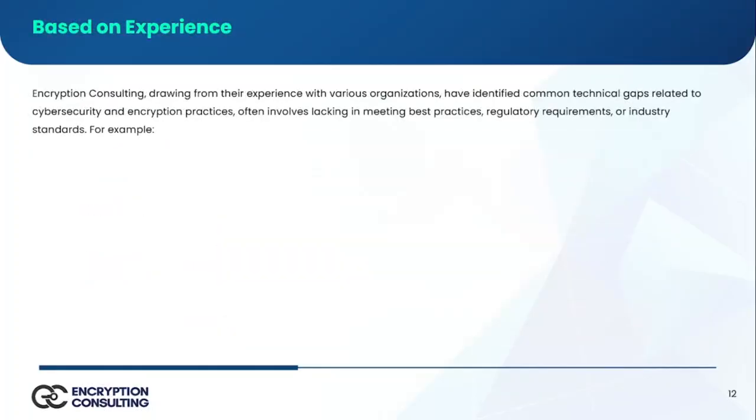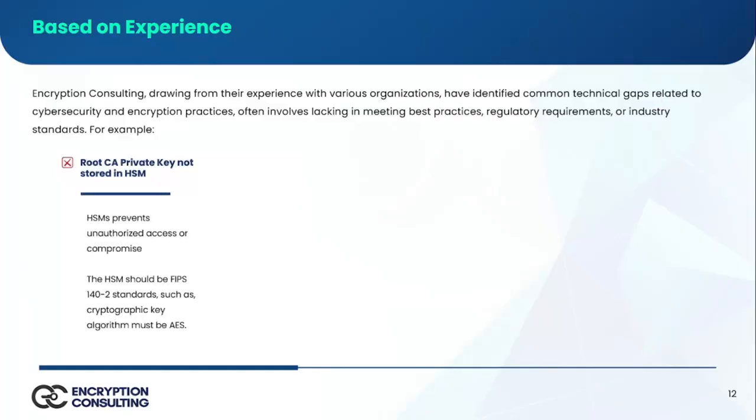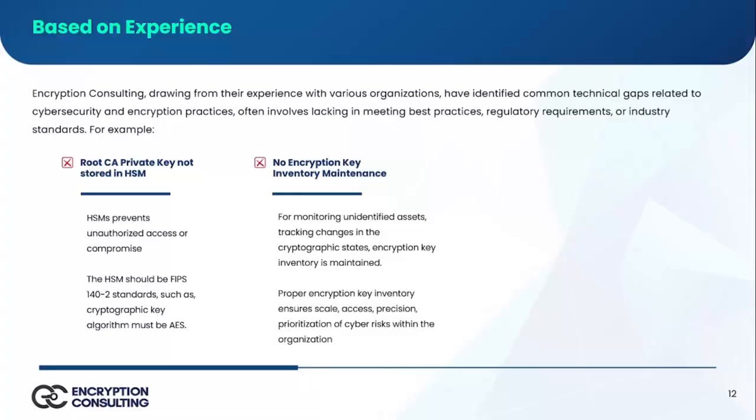Based on the experience of the Encryption Consulting team with multiple organizations, here are some of the potential cryptographic controls that are sometimes overlooked, including the gaps identified. The cryptographic key used to generate the root certificate authority should be stored in a FIPS 140-2 compliant HSM, or hardware security module, to prevent unauthorized access and potential compromise.